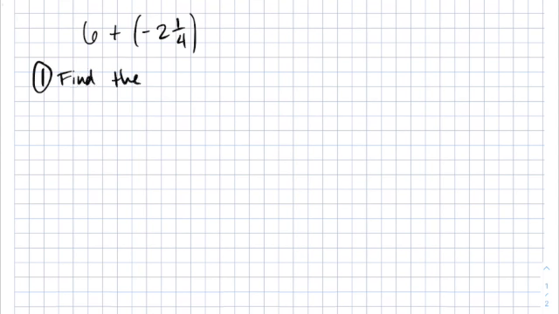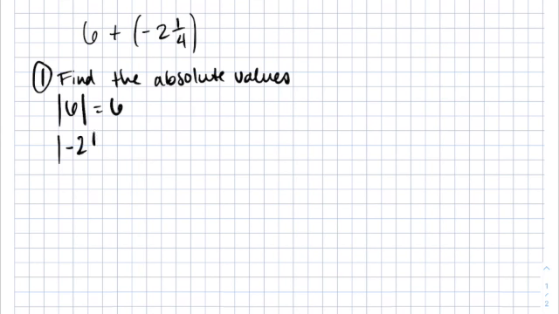Find absolute values. So the absolute value of 6 is just 6, and the absolute value of -2 and 1/4 is 2 and 1/4. Absolute value is just the distance from 0, so it's the positive version of that number.